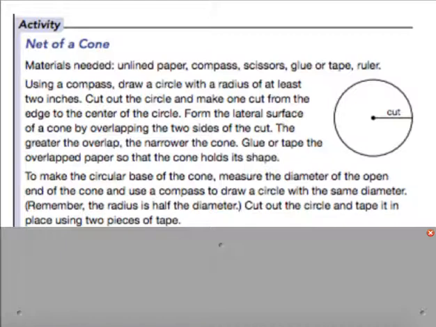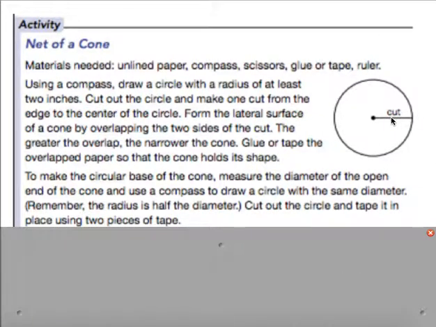Now, one last thing, and I'm just going to let you do this on your own, but we can also sketch a net of the cone in a couple different ways. Our first way is using paper to see the net of this. So first, we would draw a circle with a radius of at least 2 inches. Okay, we would cut out that circle and then also cut the radius.